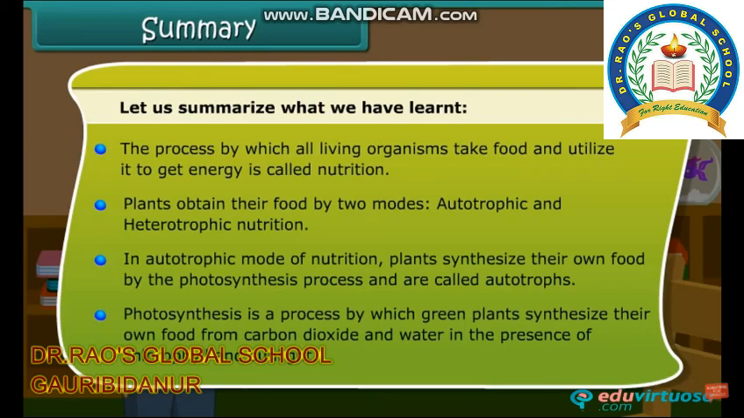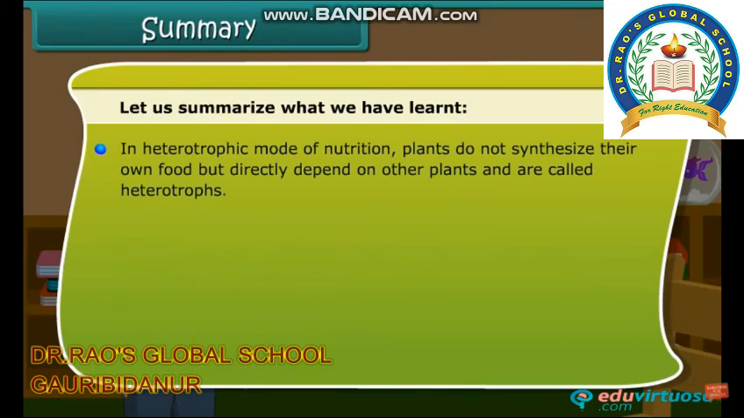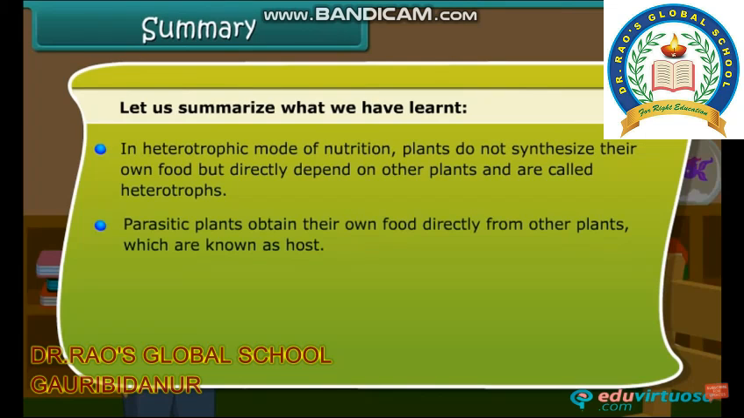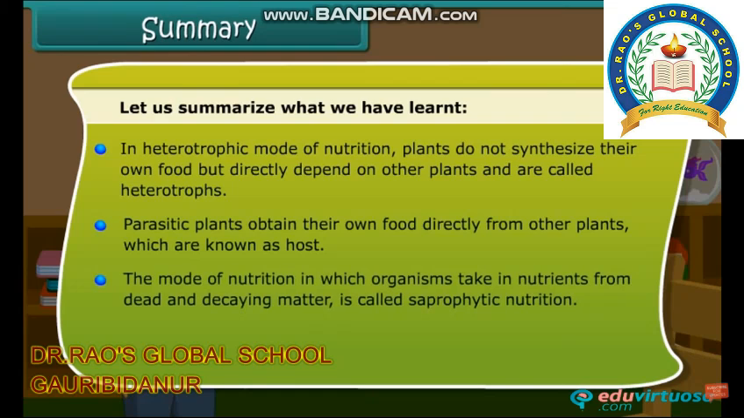Photosynthesis is a process by which green plants synthesize their own food from carbon dioxide and water in the presence of chlorophyll and sunlight. In heterotrophic mode of nutrition, plants do not synthesize their own food, but directly depend on other plants and are called heterotrophs. Parasitic plants obtain their food directly from other plants, which are known as hosts. The mode of nutrition in which organisms take in nutrients from dead and decaying matter is called saprophytic nutrition.